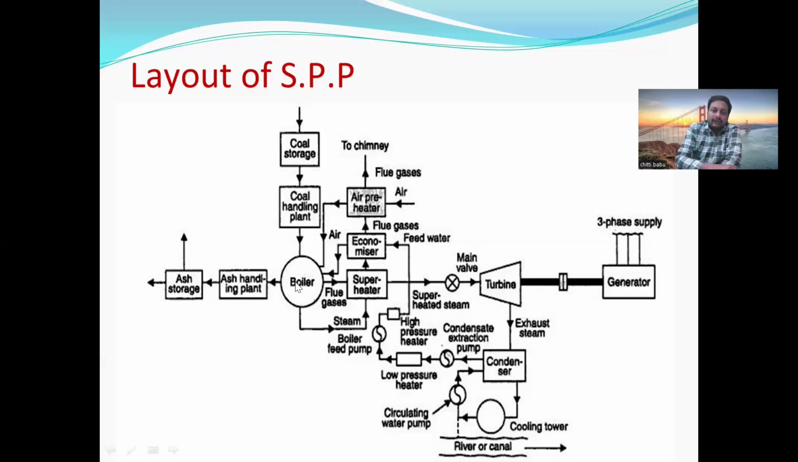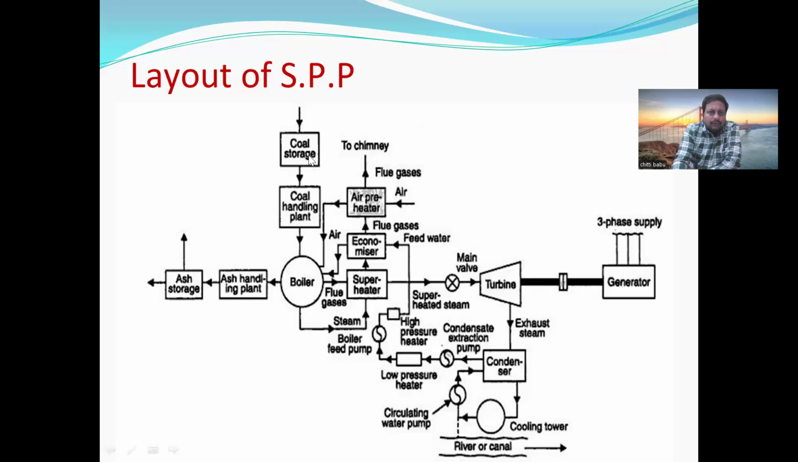Certain precautions will be taken, as the ash will be removed from very deep. Due to the hot ash, we need to take proper care. Ash handling equipment will also be there. We need to cool the ash, and ash removal is very important in the steam power plant. So this is about coal.